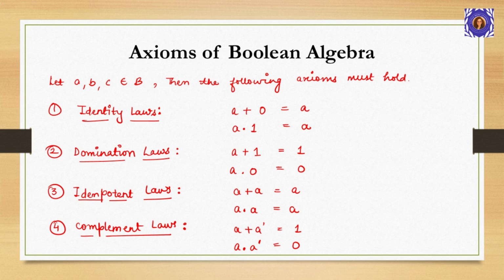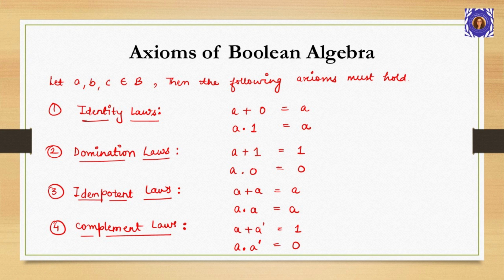Next, the domination laws. A plus 1 equals 1. A dot 0 equals 0. Here, 1 dominates any OR operation, and 0 dominates any AND operation. The idempotent laws tell us A plus A equals A. A dot A equals A. This means that ORing or ANDing a variable with itself doesn't change its value.